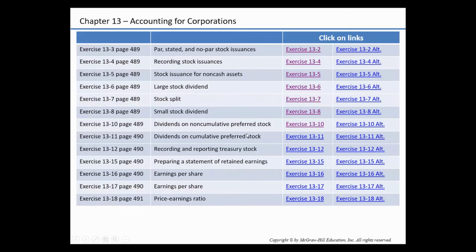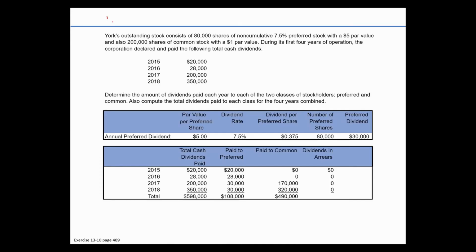So that, remember, is for a non-cumulative. So now remember this is non-cumulative. And what that means is that they're going to pay to the preferred obviously first, but if the preferred doesn't get paid the entirety of their preferred dividend, they simply don't get it.